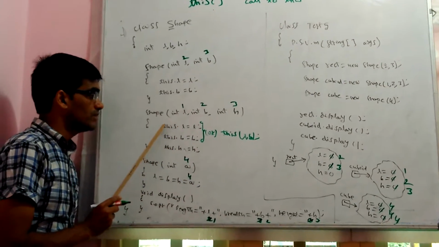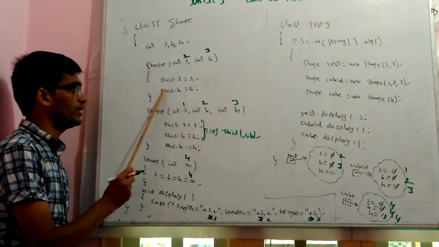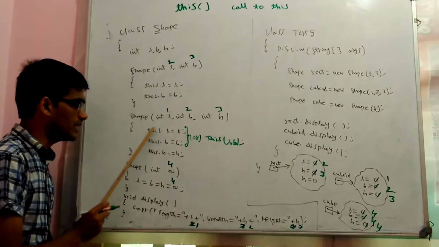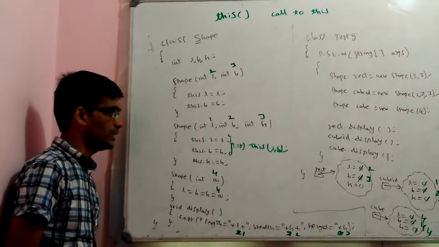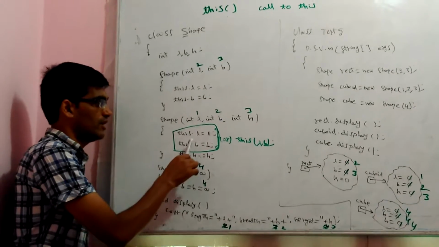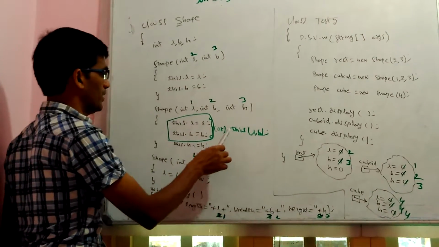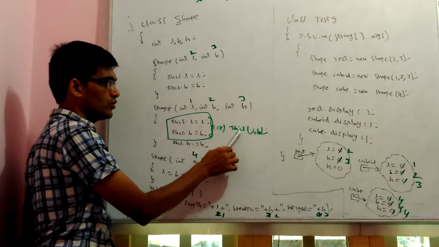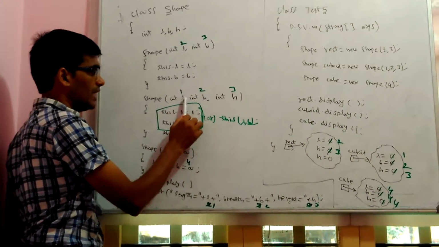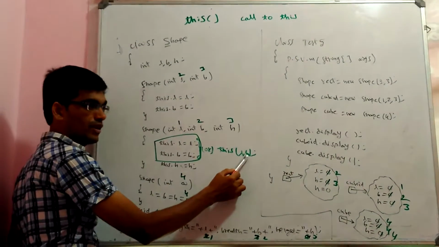Then here you observe this dot L is equal to L, which is present here also. This dot B is equal to B, which is present here also. So these two statements are also present here. This is like a duplication. So what you can do is avoid this duplication and replace it with this of L comma B. Since this is a constructor with two arguments, you can pass two arguments. Here you are using L and B, so you can replace this with this of L comma B.